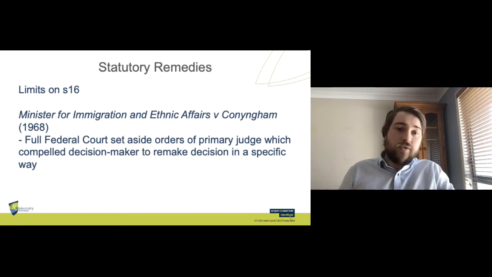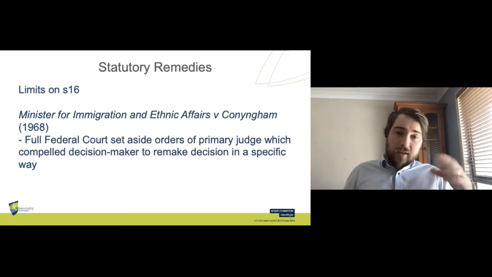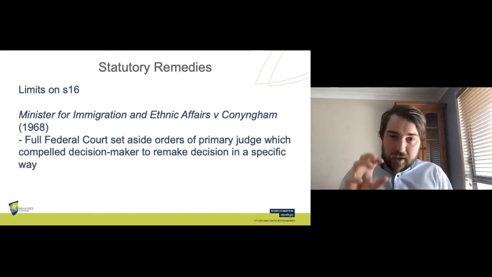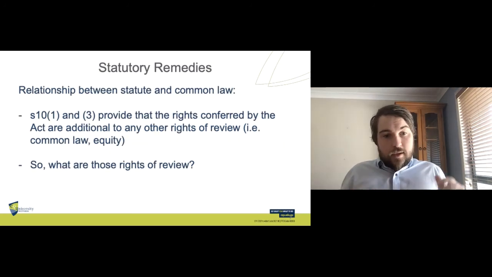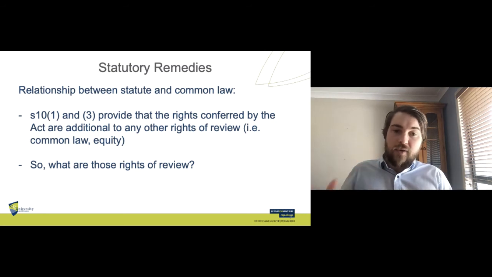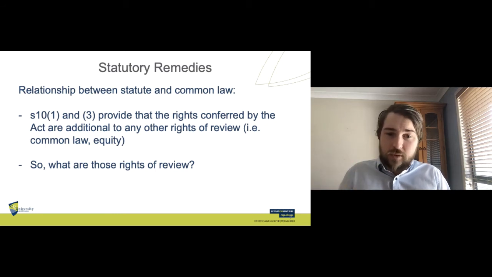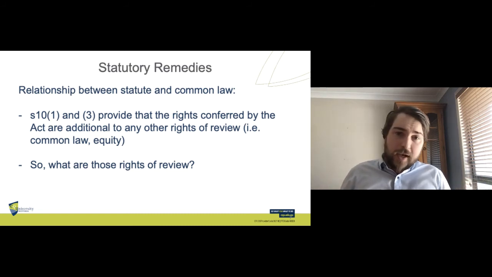And so the full federal court on appeal said that's inappropriate. We can only refer it back to the decision maker. We can say, you need to take these things into account, or you need to keep in mind that the purpose of the statute is this and the purpose of the power that you've been given is this, but you can't go as far as saying the decision should be made in this particular way. Section 10(1) and (3) provide that the rights conferred by the Administrative Decisions Judicial Review Act are additional to any other rights of review. So that includes common law and equitable remedies. So it's worth having a think about those remedies as well.